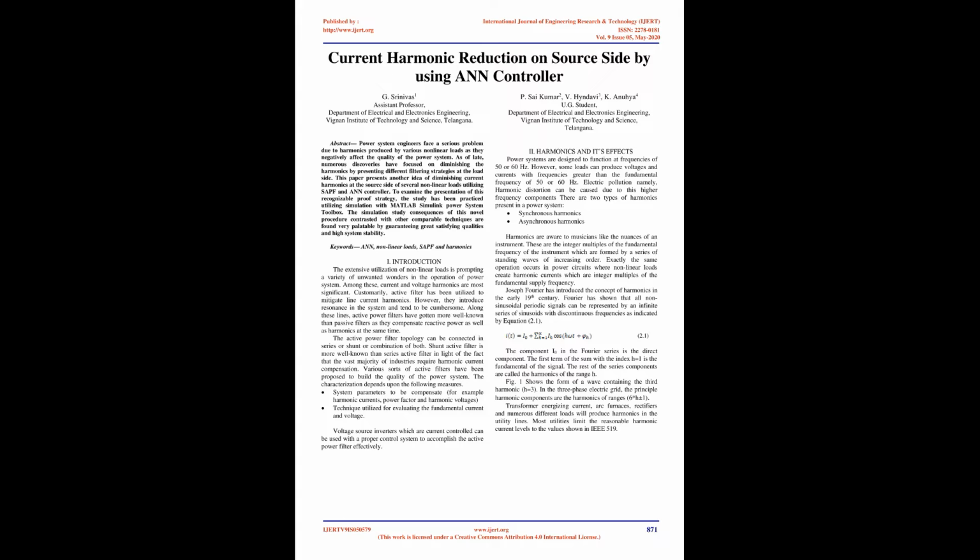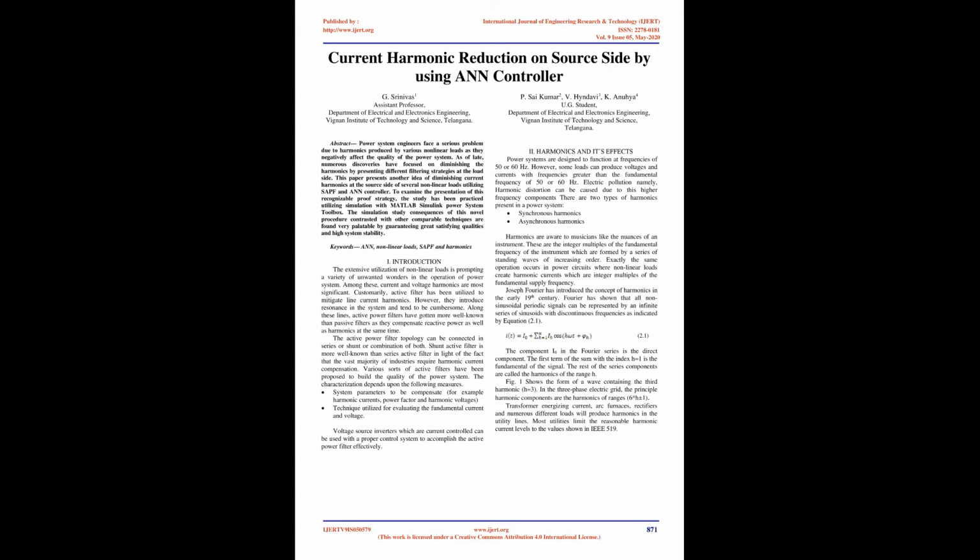Introduction. The extensive utilization of nonlinear loads is leading to a variety of unwanted phenomena in the operation of power systems. Among these, current and voltage harmonics are most significant. Customarily, passive filters have been utilized to mitigate line current harmonics. However, they introduce resonance in the system and tend to be cumbersome. Along these lines, active power filters have become more well-known than passive filters, as they compensate reactive power as well as harmonics at the same time.